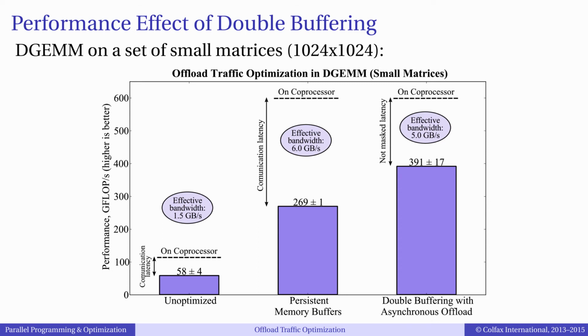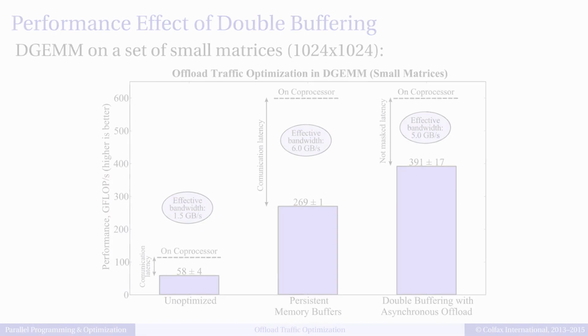In the next episode, we will talk about optimizing communication once again, this time discussing communication in MPI.